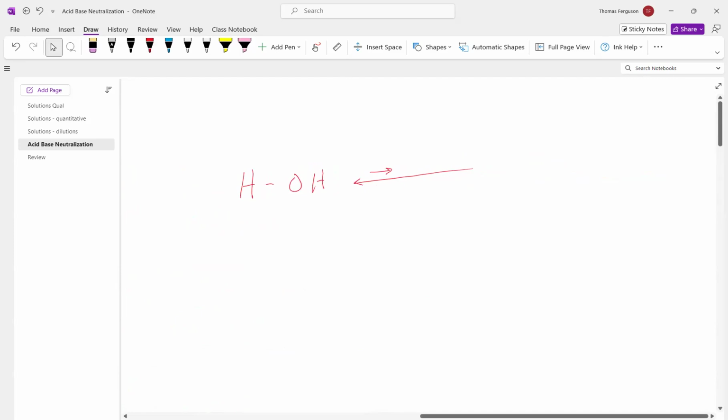And notice the two arrows again. Is that a strong or weak acid? Weak. Strong or weak base? Weak, because it's got two arrows. Remember, one arrow is strong, two arrows are weak. One arrow with an X on it means it's not an acid or a base at all.